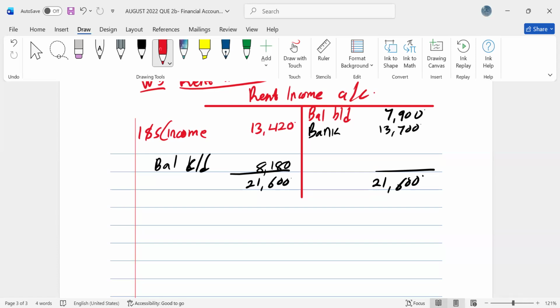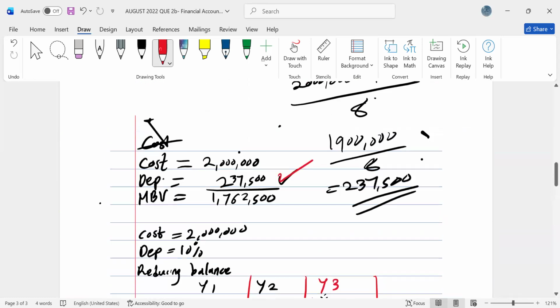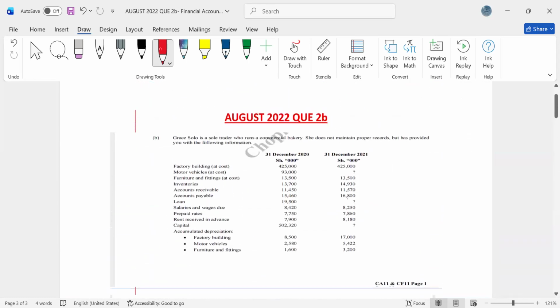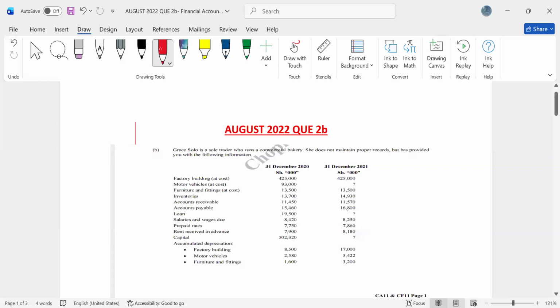13,420. You know, almost all of these items. The moment you get a statement whereby you are given 2020 and 2021, if it is not a cash flow statement, it simply means that you're going to have workings for most of these entries. Going to have workings for most of those entries.